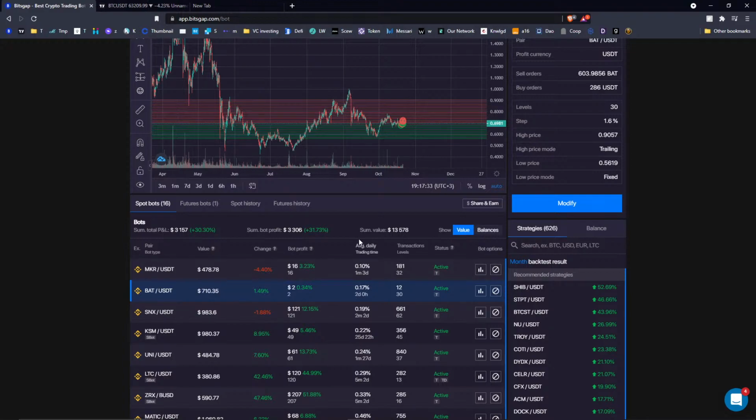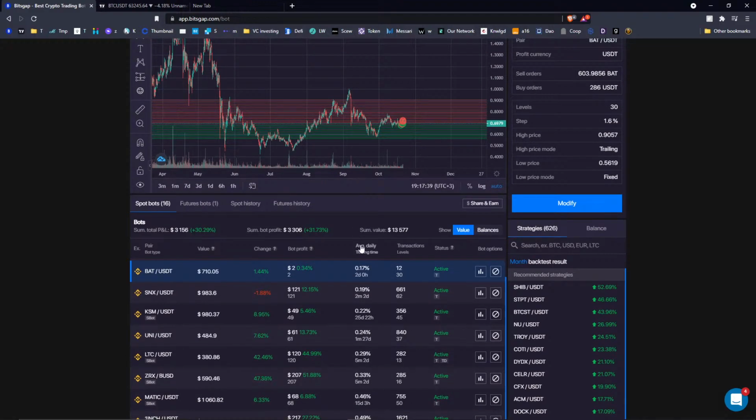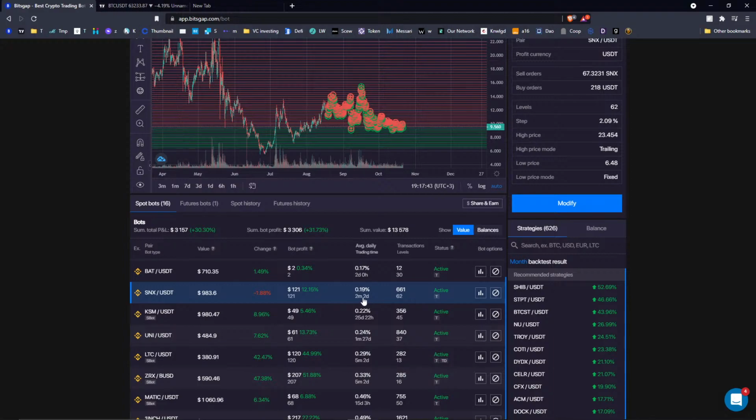Basic attention, just 2 days passed, and well, it's not yet time for me to judge the performance. It's just 2 days. At least 1 month is what you let the bot trade. SNX, well, also one of the worst results.